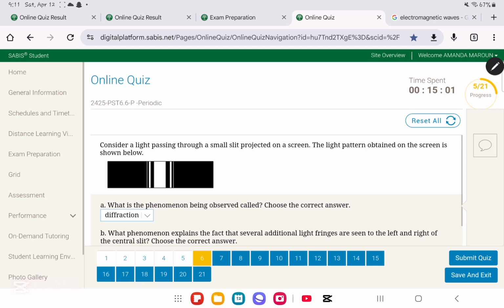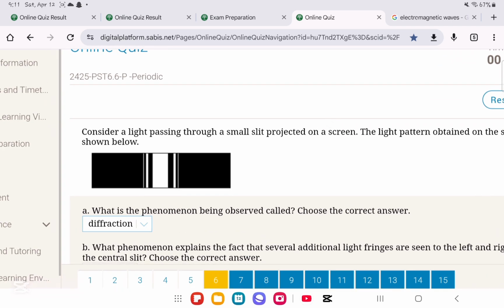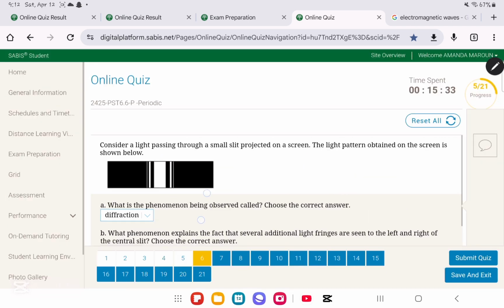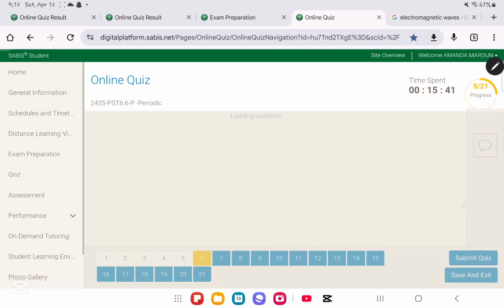Now they said, what phenomenon explains the fact that several additional light fringes are seen on the left and right of the central slit? So look what's happening. We have that the waves are coming from here and from here, and they are joining together to form one big wave at this specific position over here. So let's say it's like this, it's going like this, this is going like this. When they meet, they will form one big wave, and this one big wave is this one over here. So what do we call this? We call this phenomenon constructive interference. Basically they are adding up together to form this big light pattern.